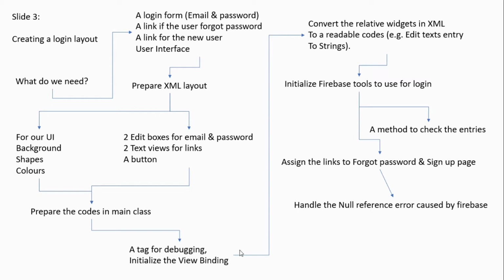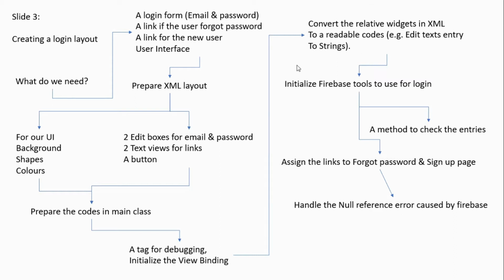And once these two are ready, we're moving along, and here we need to convert the relevant widgets in the XML layout to readable code. What does that mean? For edit boxes, whatever the user enters in these edit boxes will be converted as a document or text, and they are not readable for our Java code. In that case, we must convert these two entries from the user to strings to be able to read them. Don't worry if you don't get it, I will show you today and I will explain them along the way.